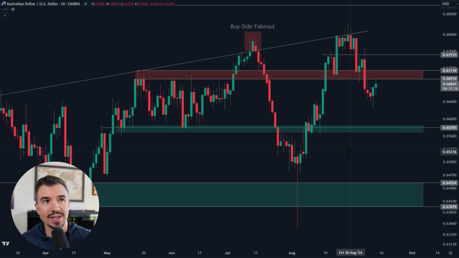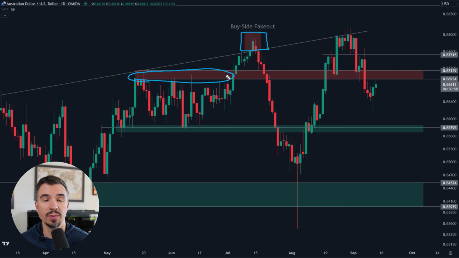So if you saw the last weekly forecast, what we talked about here was that Friday close below 0.67. And the reason that was significant for this pair is the fact that we had all these highs back here that served as resistance for about 2 months for this pair. We had the breakout above, we had the buy side fake out above that trend line that we talked about back here, which obviously led to a very considerable drop back here toward the range lows and then some.